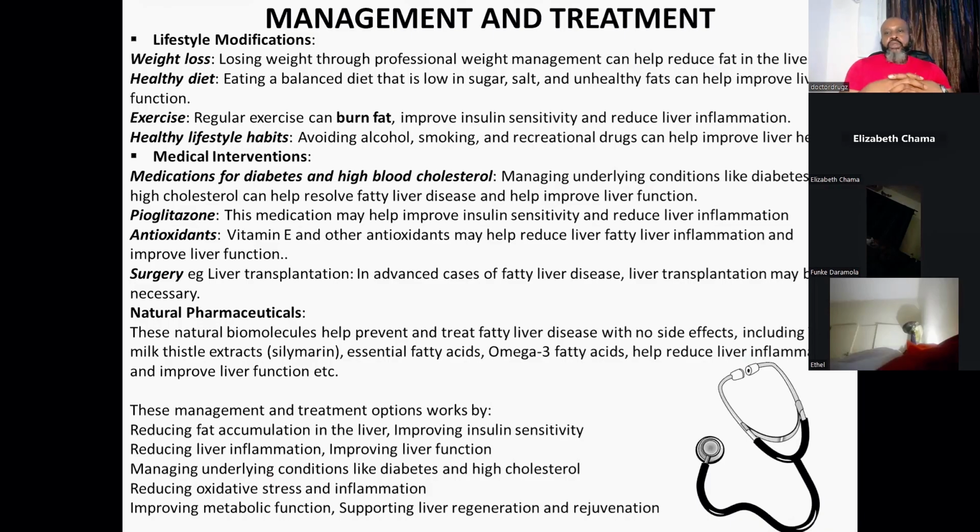Now we've come to management and treatment. Beautiful. Remember, it is treatable, but a lot depends on you. Now you see, lifestyle modification. We have weight loss, healthy diet, exercise, and healthy lifestyle habits. Of course, we have to avoid alcohol, smoking, and all that. Then we have medical intervention. We have medications for diabetes and high blood cholesterol, which include the statins and all that. We have antioxidants, and then surgery in cases where the liver cannot take it anymore.